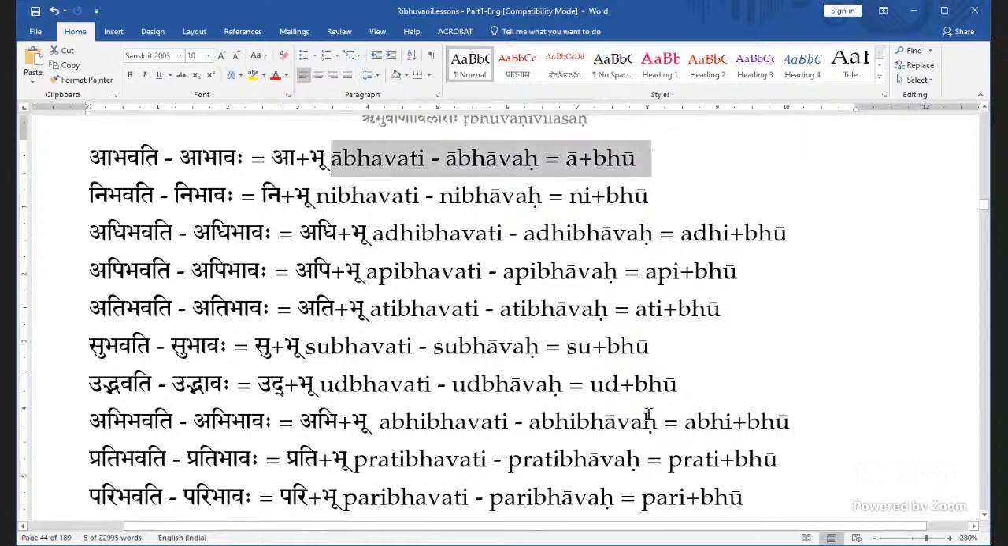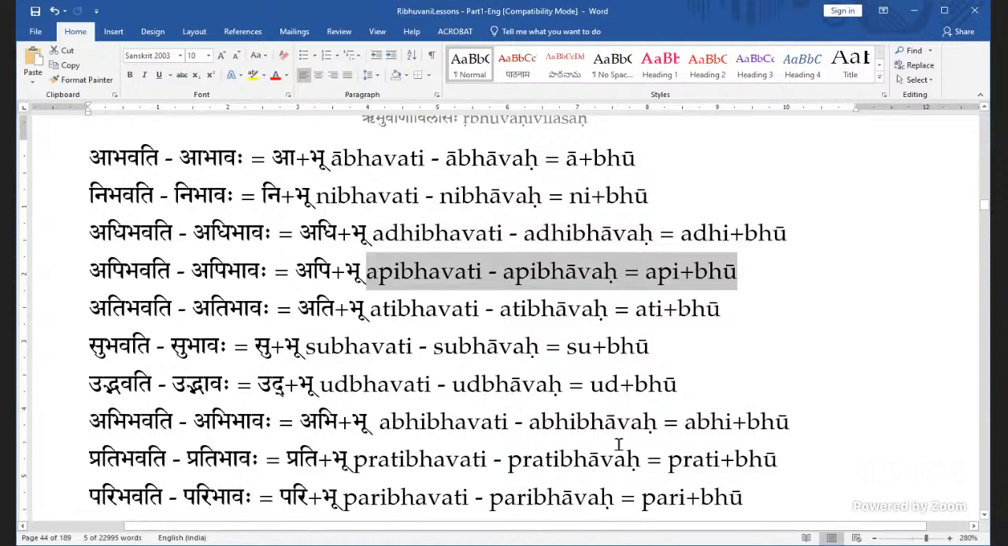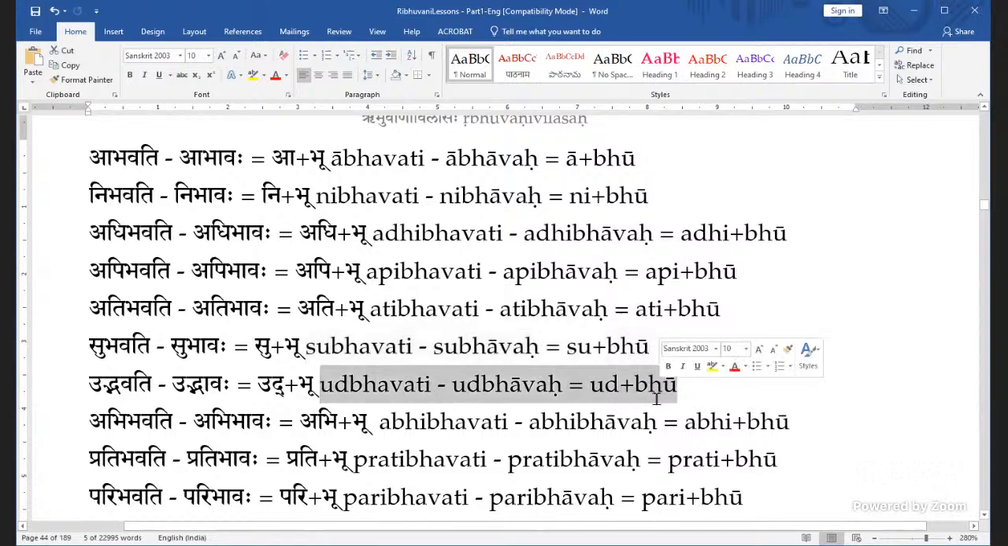Abhavati, abhavaha, abhu. Nibhavati, nibhavaha, nibhu. Adhibhavati, adhibhavaha, adhibhu. Apibhavati, apibhavaha, apibhu. Atibhavati, atibhavaha, atibhu. Subhavati, subhavaha, subhu. Udbhavati, udbhavaha, udbhu.